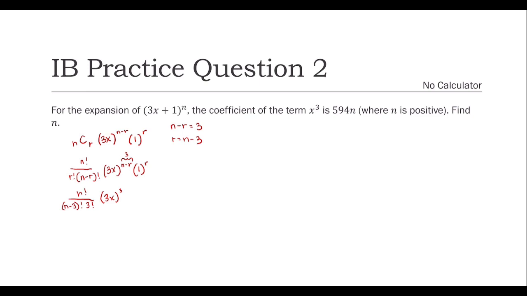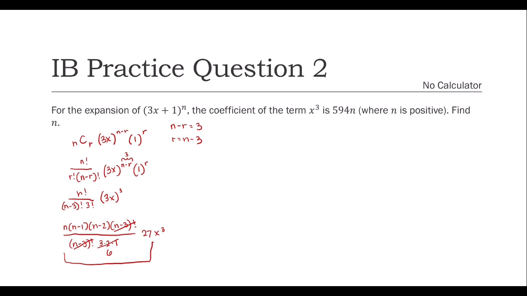So now we have n factorial is equal to n times n minus 1 times n minus 2 times n minus 3 factorial. We'll stop there because that can cancel with our n minus 3 factorial on the denominator. And then that's times 3 factorial, which is 3 times 2 times 1, which is 6. And then times (3x) cubed. So 3 cubed is 27, and then we have x cubed. So our coefficient for this term is going to be this part here, up to the 27.